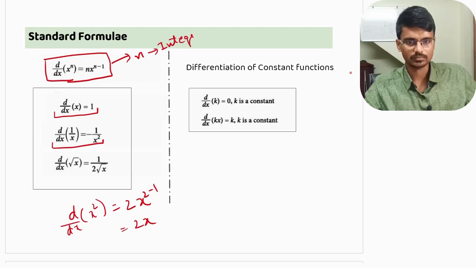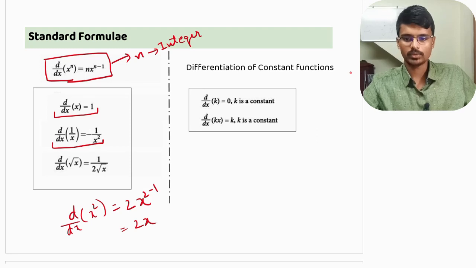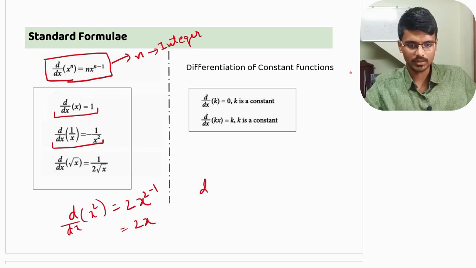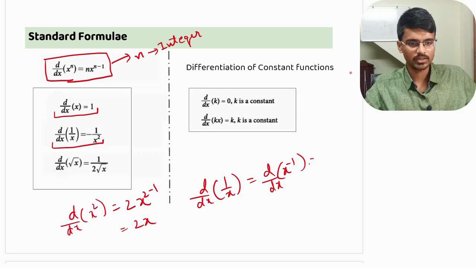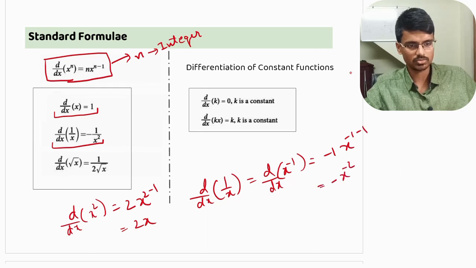So in this case, d by dx of 1 by x is nothing but d by dx of x power minus 1. Am I right? This is nothing but minus 1 times x to the power of minus 1 minus 1, which is nothing but minus x power minus 2, which is nothing but minus 1 by x square. I hope it is clear, right?